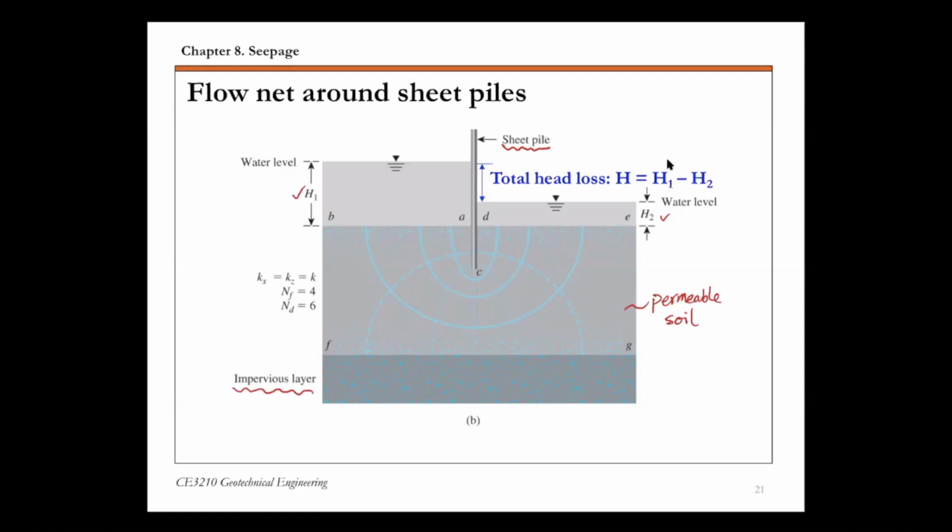I'm going to explain all these lines in the next few slides. Also, this total head loss is defined as the difference between upstream and downstream water level. So capital H, we call it total head loss. Water is going to enter through the upstream soil layer and exit on the downstream side, flowing through the permeable layer. So that's some basic definition of this sheet pile flow net problem. Then we're going to look at more details about this flow net.